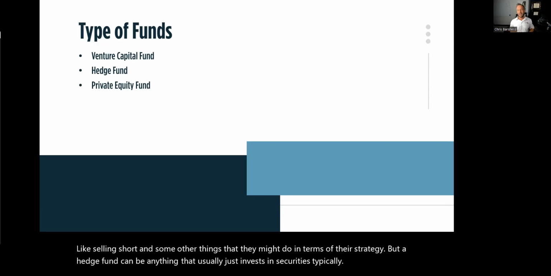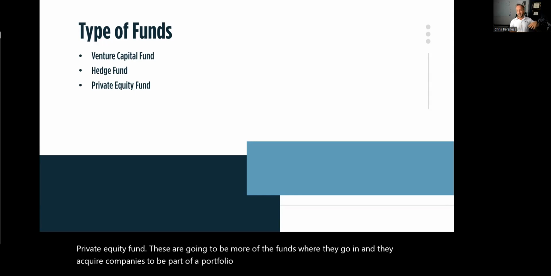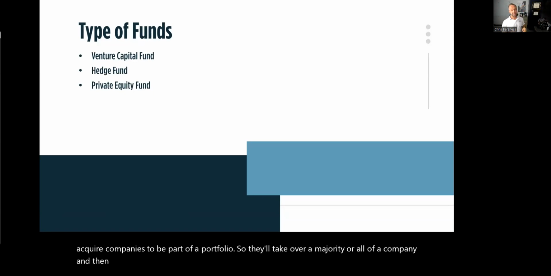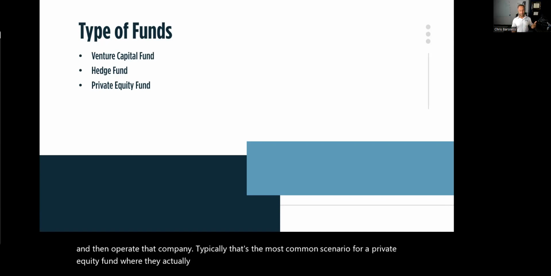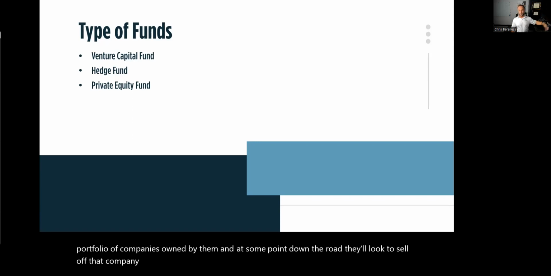Private equity fund. These are going to be more of the funds where they go in and they acquire companies to be part of a portfolio. So they'll take over a majority or all of a company and then operate that company typically. That's the most common scenario for a private equity fund, where they actually operate the company after they acquire it, and they'll have a portfolio of companies owned by them. And at some point down the road, they'll look to sell off that company and get a return on their investment for their investors.